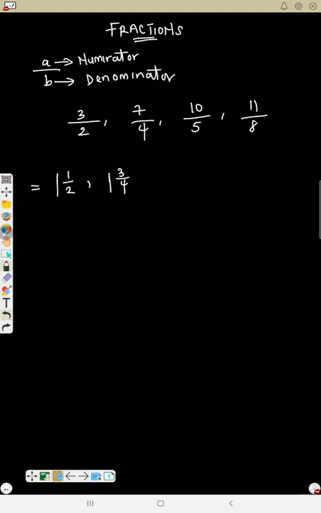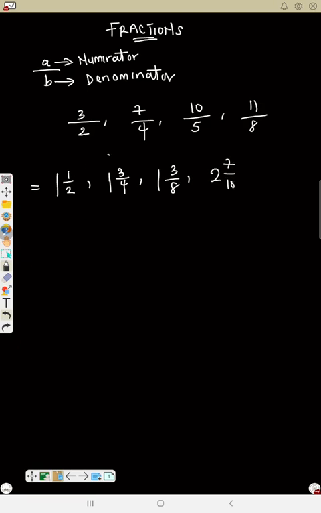Meaning how many 4s can you see in 7? 1, remainder 3 over 4. Now how many 5s can you see in 10? That one is 2, so that is a whole number. How many 8s can you see in 11? 1, remainder 3 over 8. Also 2 whole number, 7 over 10.